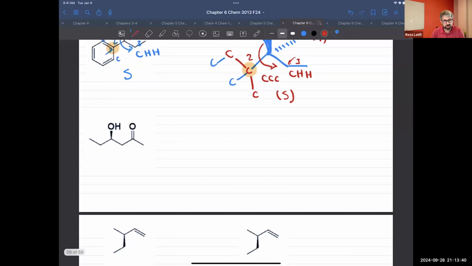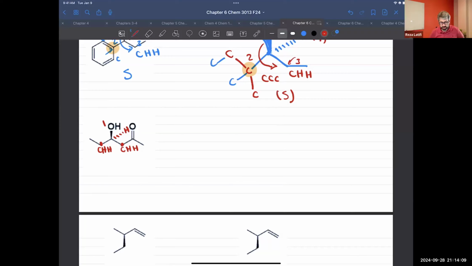Next one, OH is pointing to us. Very good news. And so H is going to be in the back of the molecule. And if I follow the priority, OH will be number 1. Now, these 2 carbons have carbon and 2 hydrogens attached to them. So carbon and 2 hydrogens. Until now, they look the same, so I cannot differentiate them based on those 2 carbons. I need to go further.